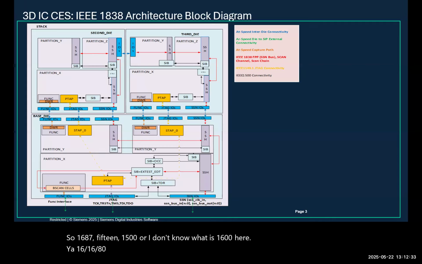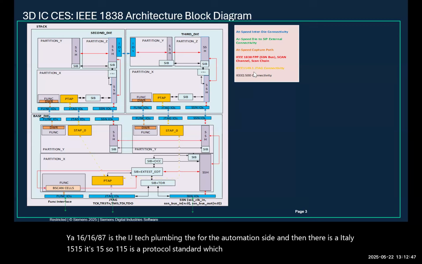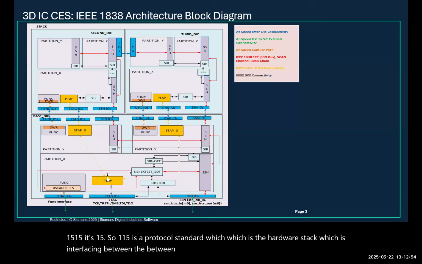IEEE 1687 is the IJTAG plumbing for the automation side. And then there is IEEE 1500. It is a protocol standard, the hardware stack which interfaces between the IJTAG, between the PTAP and the SIP network.